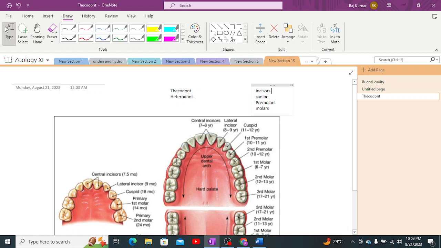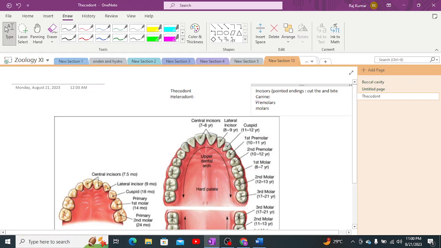First we have incisors. What are incisors? Incisors are flat teeth, but they have tapered, pointed endings. And what is their function? Their function is to cut and bite the food.